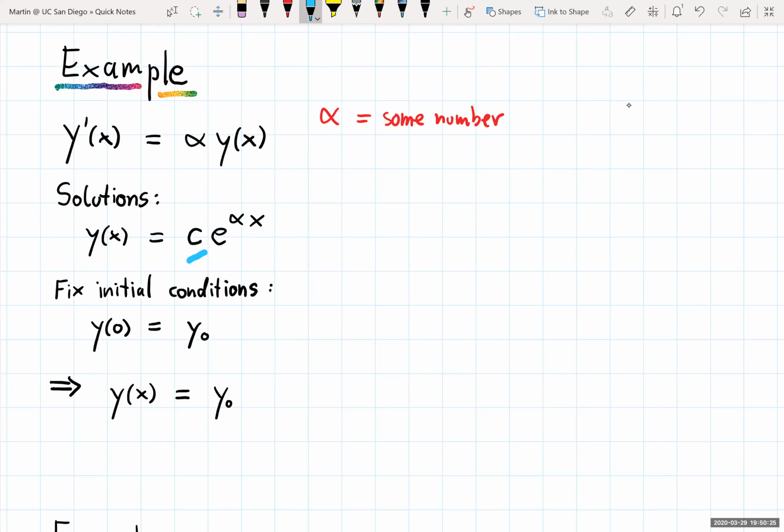And in that case, y of x should be the same as, well, what should it be? At x equals 0, we have the exponential of alpha times 0. So this term at x equals 0 is actually just 1. So this is sufficient to fix c, and we have y naught times the exponential of alpha x here.